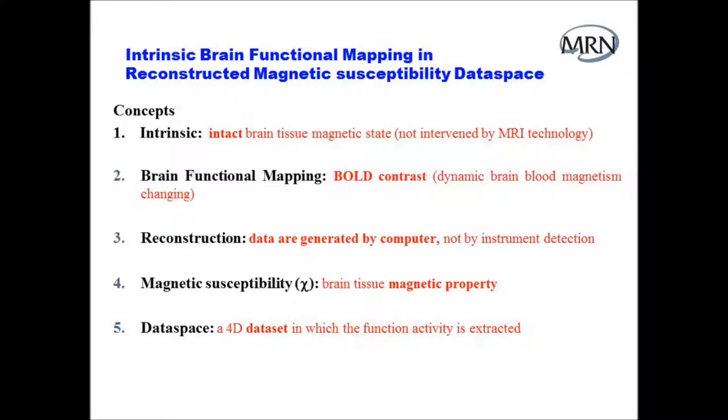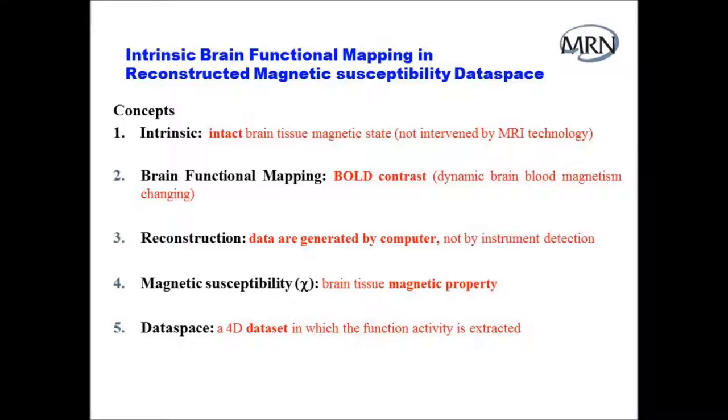The next concept is brain function mapping. I point out that it is based on BOLD contrast. That means it is based on the change of brain blood and magnetism, and this is the fundamental source of the function mapping. Then reconstruction. This is not the MRI imaging reconstruction from k-space. Here I use reconstruction to mean that the data is generated by computer by solving an inverse problem. That means the data is not generated by instrument detection, just by computer.